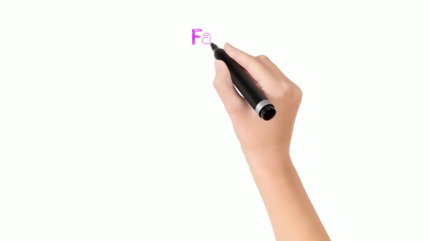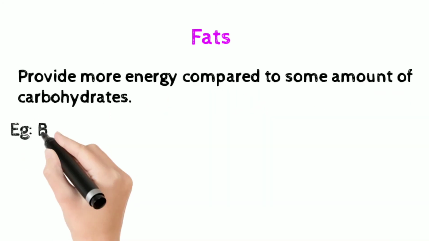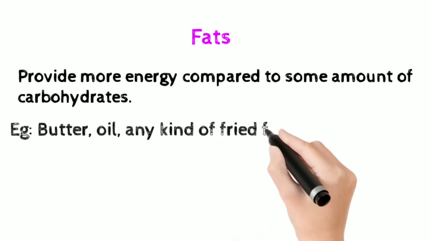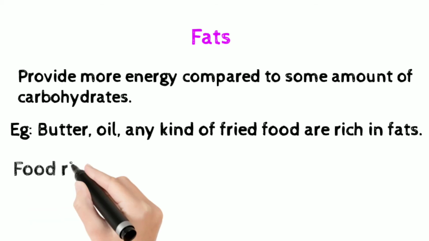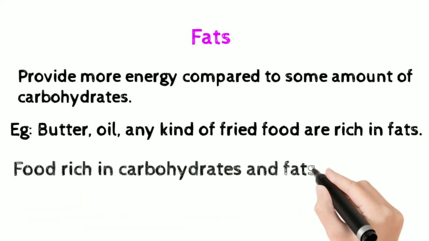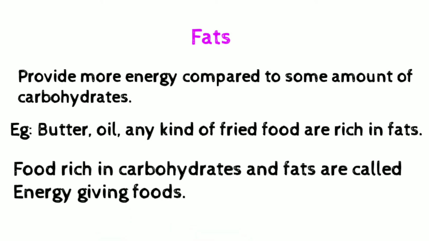Number three, fats. Fat is also very important. Fats provide very important energy to us. It provides more energy than carbohydrate. The fat-rich foods are butter and any kinds of fried food, all the fried foods, you know, fried potato. We know many kinds of fried foods. This fried food contains a lot of fat, and this fat provides a lot of energy to our body. So without energy, how will we live? Now, foods rich in carbohydrates and fats are called energy giving foods.